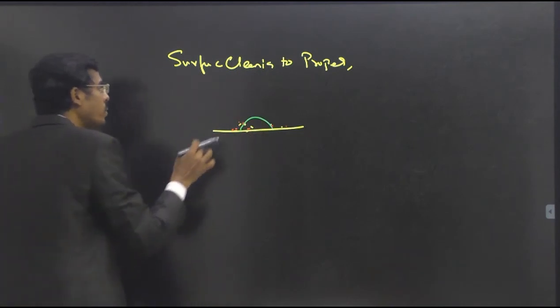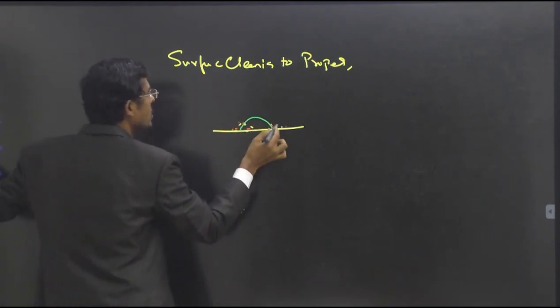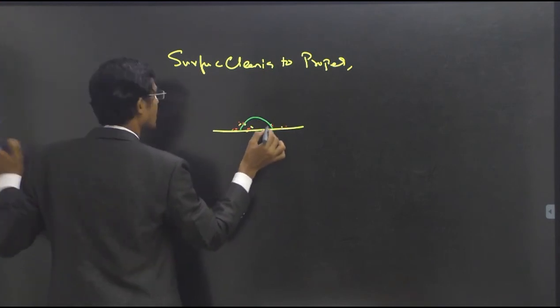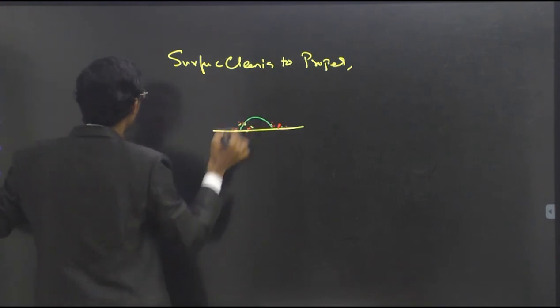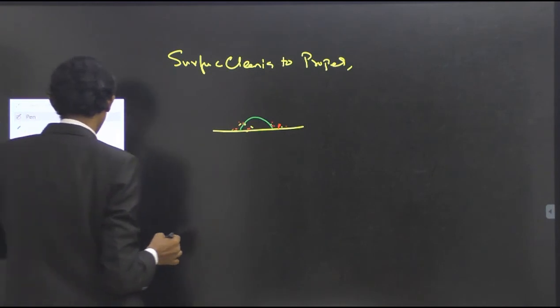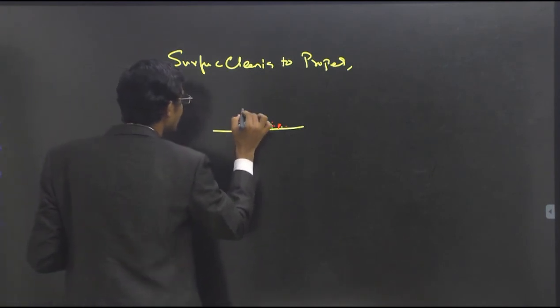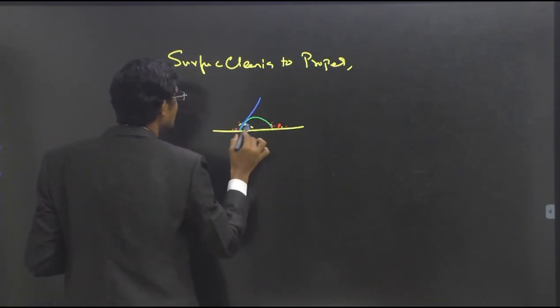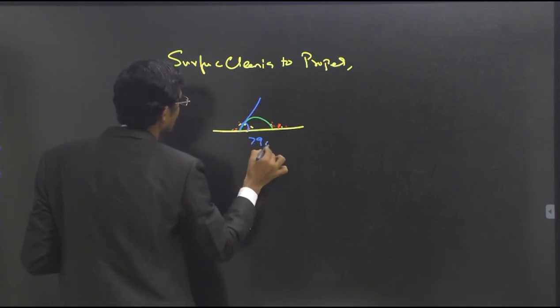I have some impurities here, I have some impurities there, which are obstructing. It's obstructing here. Therefore, what is the angle now here? The angle which is adapted here is greater than 90. It is greater than 90.